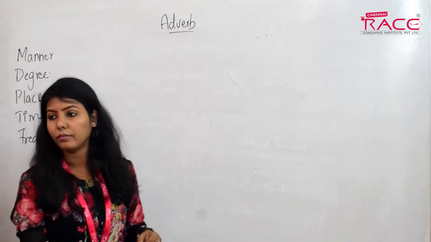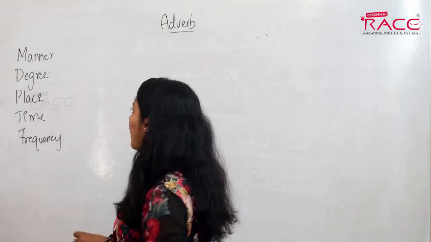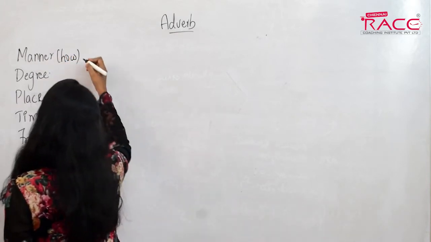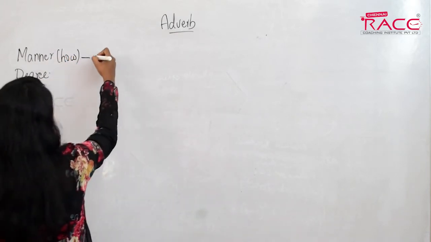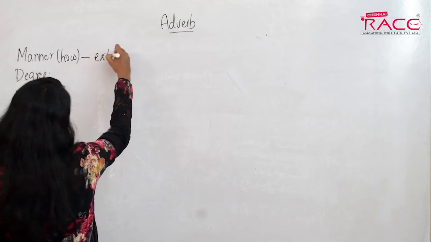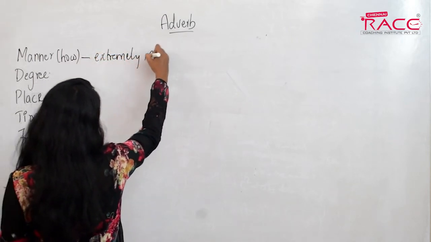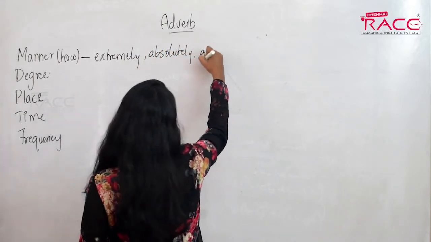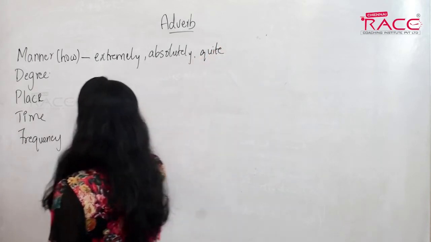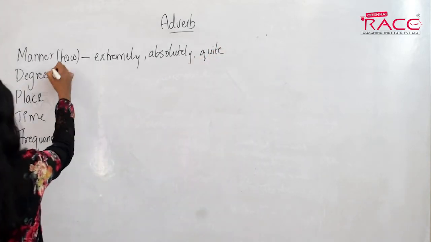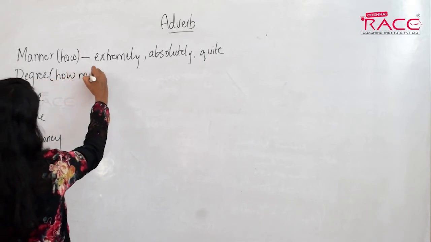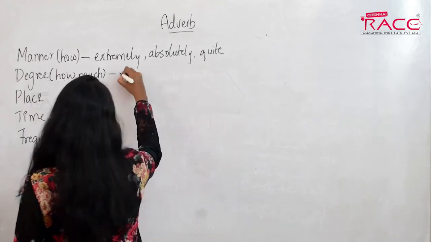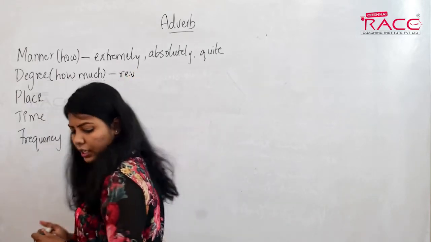So first one, what are the examples of manner? Manner defines how, like how is something done. So we can say extremely, absolutely, quite. So these could be the degree. Degree defines how much. We can say really. No, wait. I did some mistake here.